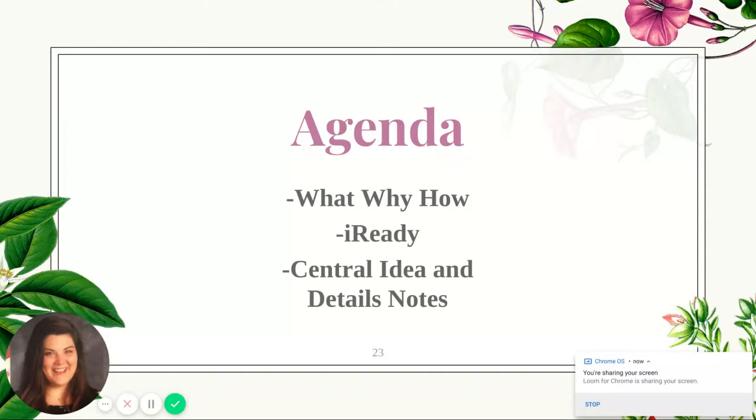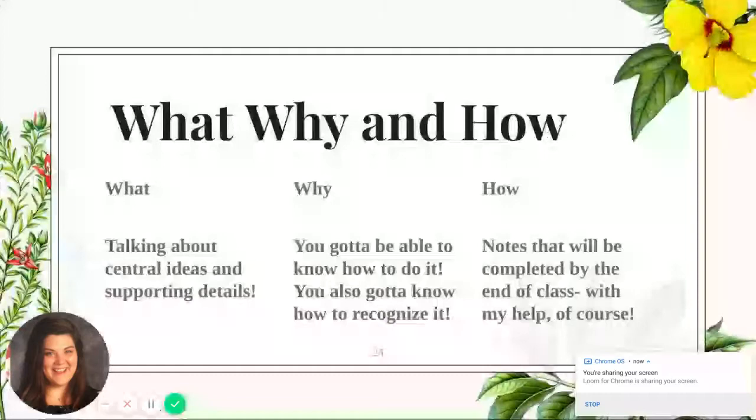We have our what, why, and how, iReady minutes, and then we're going to go over central idea and details notes, which I am going to walk you through in this lesson. So our what, why, and how, we're going to be talking about central ideas and supporting details.